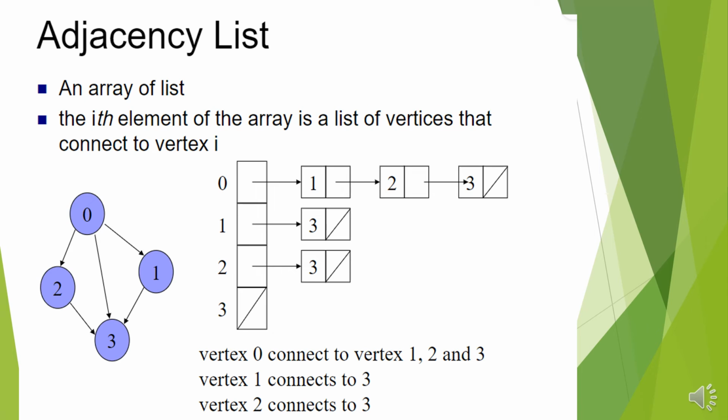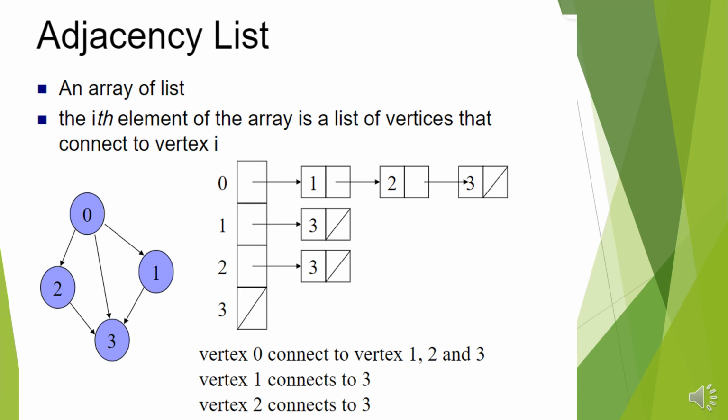Now next we are going to see the adjacency list representation. In an array of lists, the ith element of the array is a list of the vertices that are connected to the vertex i. So here is a simple diagram which consists of 0, 1, 2 and 3, and here is an array representation, where the array points to the next arrays. Here, as we can see, the node 0 points to the nodes 2, 1 and 3.